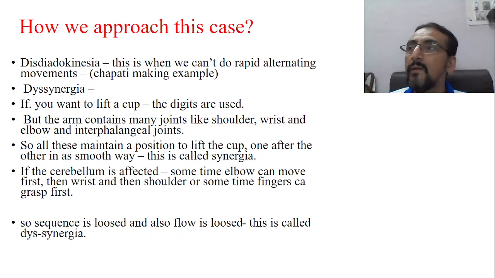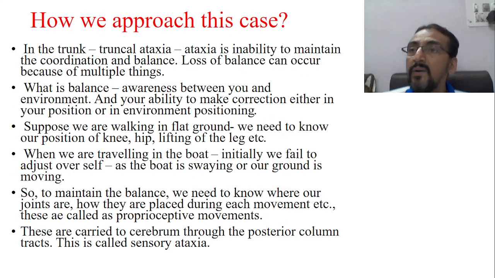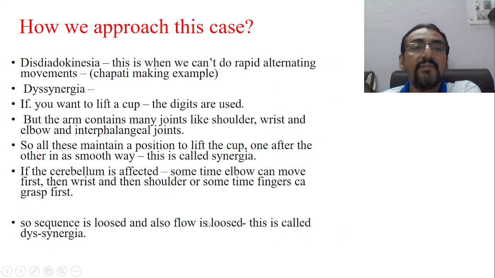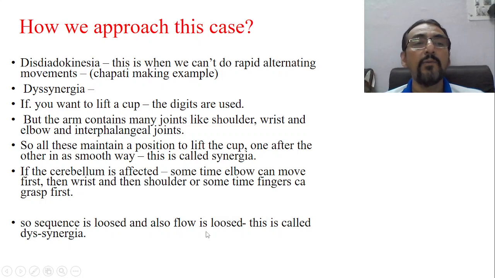In the OPD also you can check the patient by asking for this repeated alternate movement like this, or you can do like this. When these movements are not possible, it is called dysdiadokinesia. This is when the patient cannot do rapid alternating movements. This dysdiadokinesia is also one of the signs of a cerebellar problem.